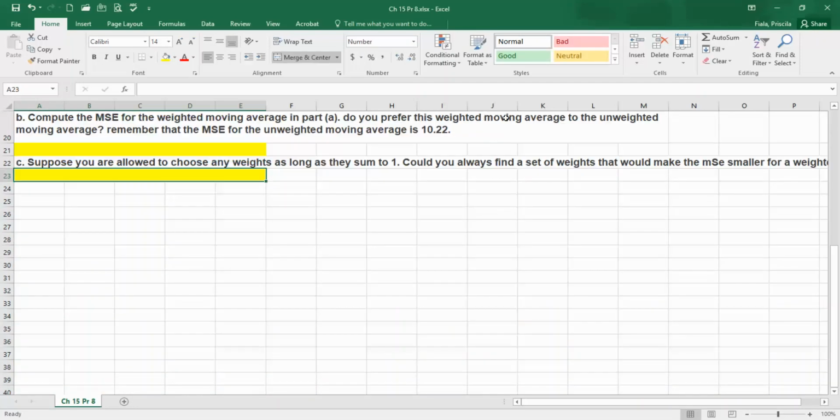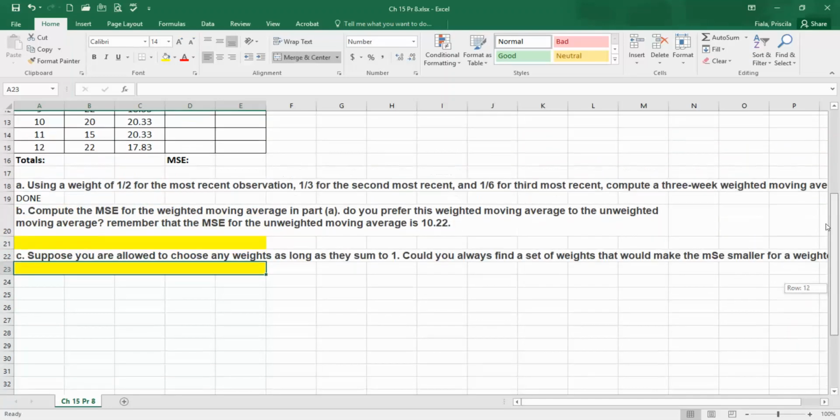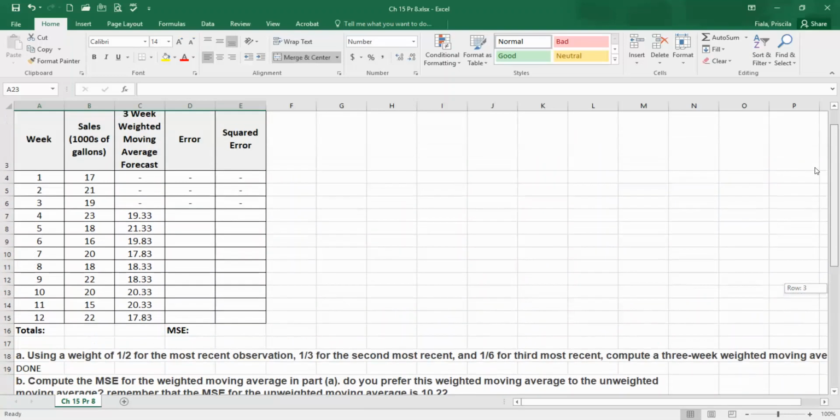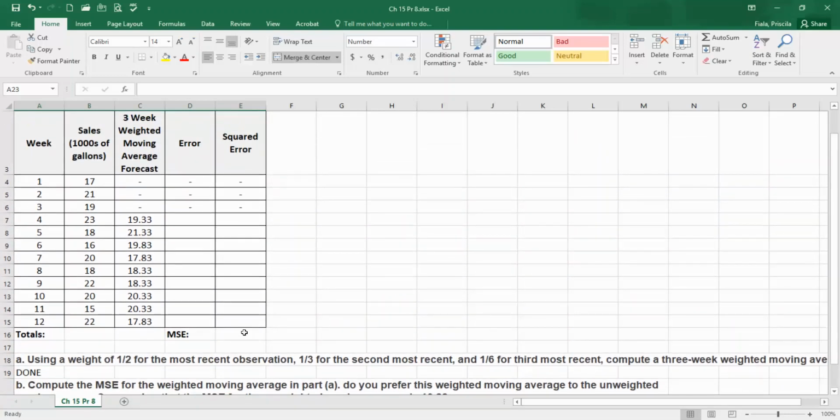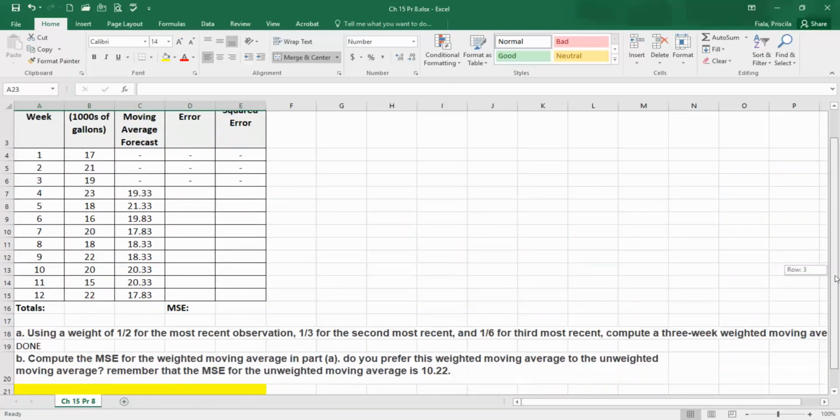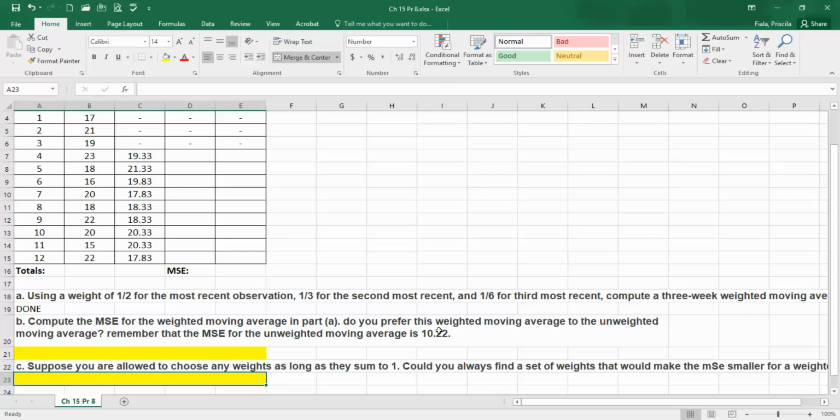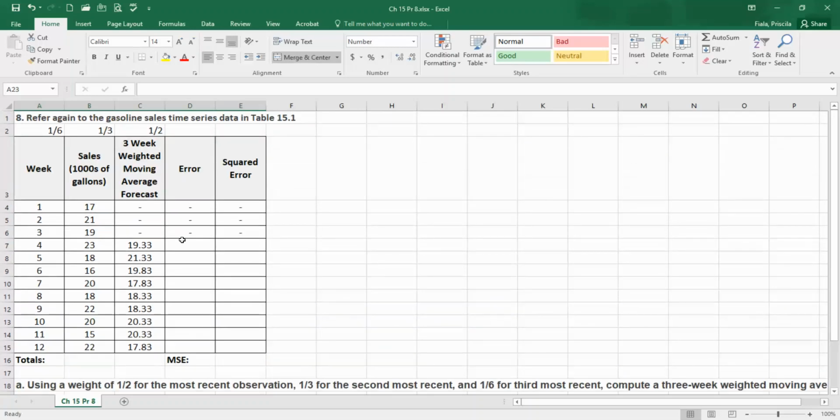Do you prefer this weighted moving average to the unweighted? That means the 100% for each value. And remember that the MSE, the mean square error, for the unweighted moving average is 10.22. So if we get anything over here higher than 10.22, the unweighted is still going to be better. Okay, so let's go calculate that.